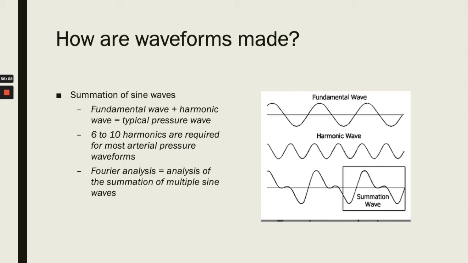A fundamental wave is known as the pulse rate. It's a characteristic that's manifested clinically as the pulse rate, and it's expressed as cycles per second or in hertz. And then harmonic waves are smaller waves that have frequencies that are multiples of the fundamental wave. So it's like 2 hertz or 3 hertz. There are 6 to 10 harmonics that are required to make most arterial pressure waveforms.